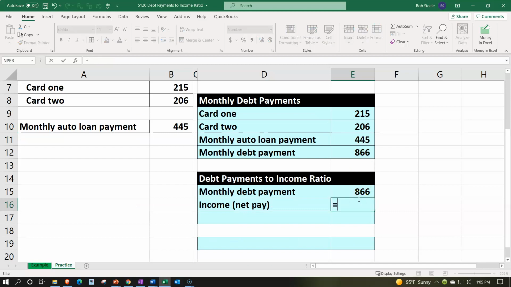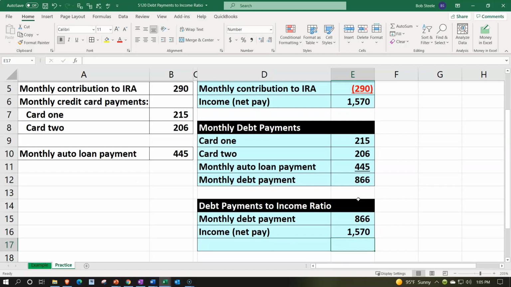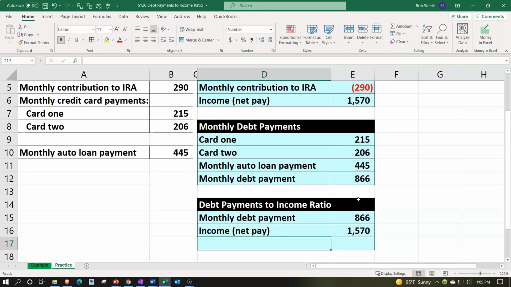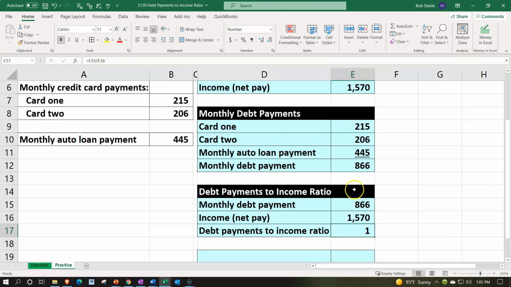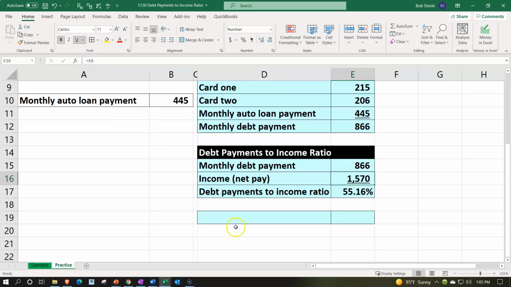So then we're going to be taking, this is equal to the 1570, and then that's going to be our debt payments to income ratio, which will be equal to the division problem of the debt payments, 866 divided by the 1570. Let's make that a percent number group, percentify it, add a couple decimals. So there we have it. And then we're going to the font group, underline. So there we have that.